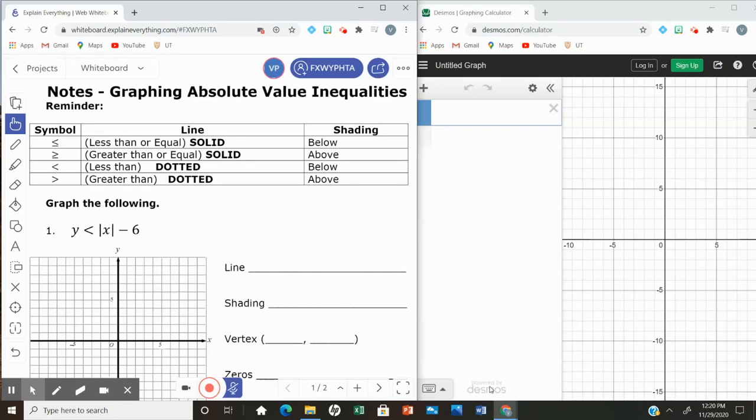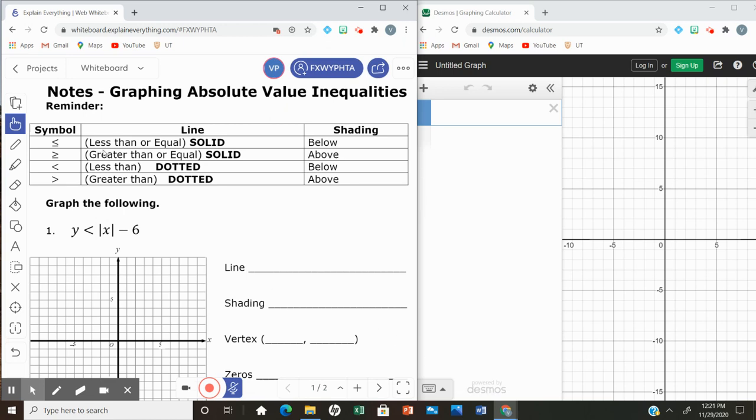Hey everybody, today we are going to continue looking at the absolute value unit, and for the next couple of days we are going to be graphing the absolute value inequalities. As you can see, I have my notes open on the left and I have my Desmos graphing calculator open on the right. So make sure that you do open up your graphing calculator when you are working on your assignment for today. Let's go ahead and review the inequality symbols.